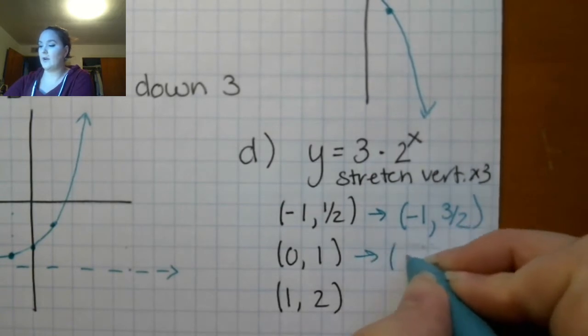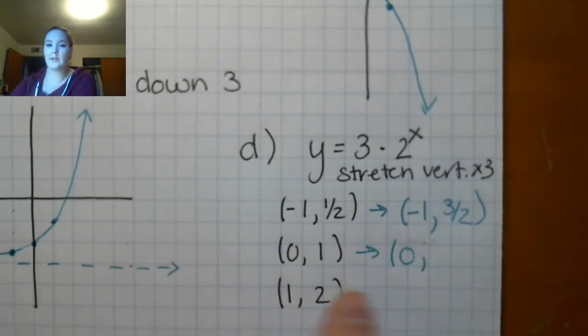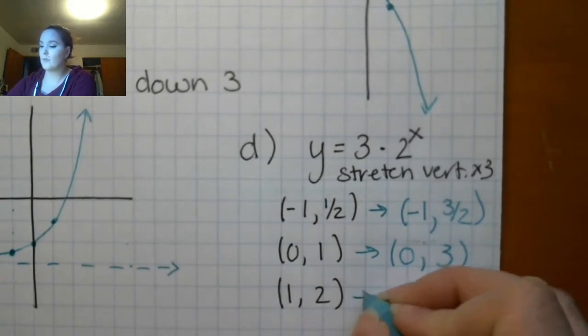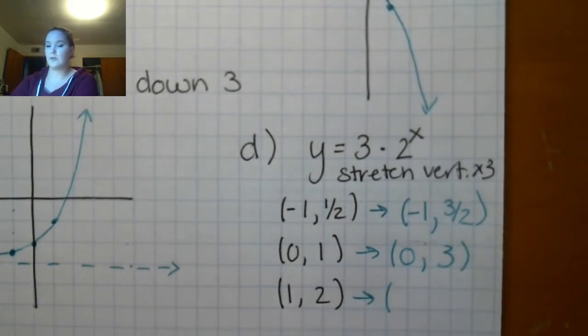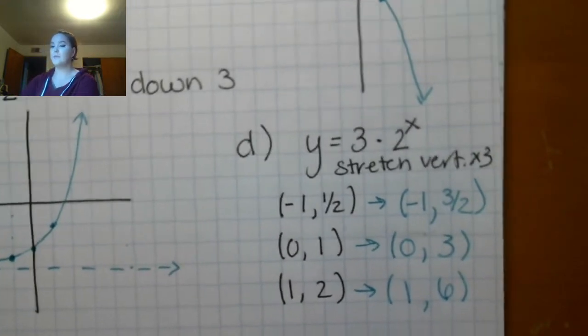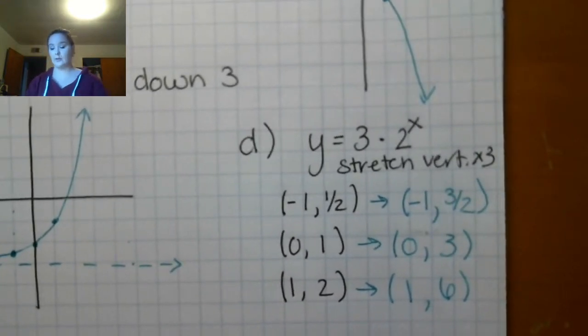Okay, same here. X coordinate is the same. Y gets multiplied by 3. 1 times 3 is 3. Okay, same here. X coordinate is the same. The y coordinate gets multiplied by 3. So 2 times 3 is 6. Okay, so let's look at what our graph would look like.